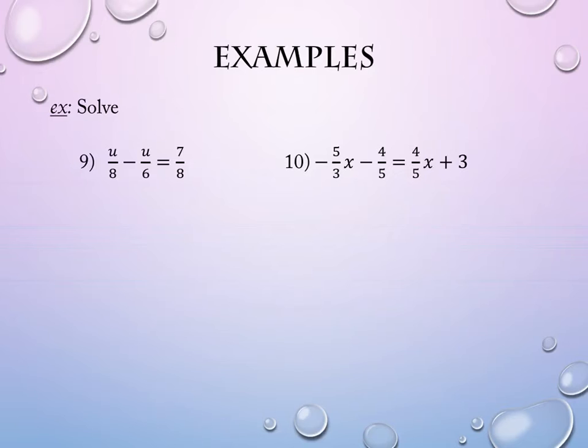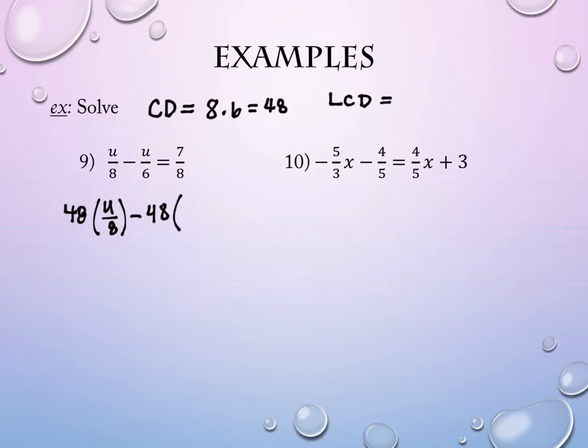So I'll do a couple of these where I'm finding either the common denominator or least common denominator. Let me actually find the common denominator on 9 just so you can see it work. And then I'll find a least common denominator over here on number 10, which happens to be the same as the common denominator on that one. To find a common denominator just means multiply the 2 denominators together, 6 times 8. 6 times 8 is 48. So if I use a common denominator on number 9, I will multiply each of my values by 48. So 48 times u over 8, 48 times u over 6, and 48 times 7 over 8.